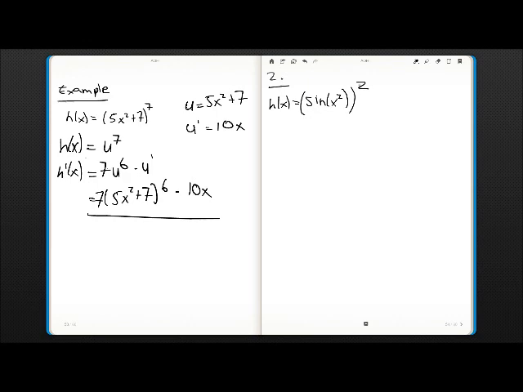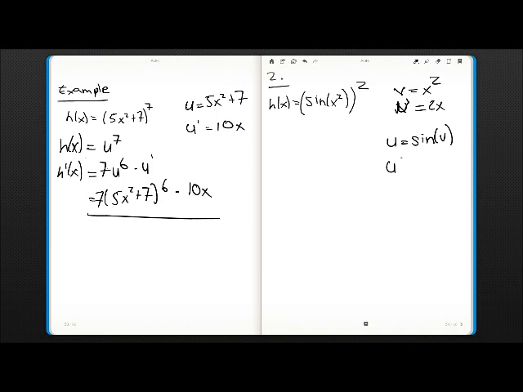So the second example, I should put 2 here, is h of x equals (sine of x squared) all to the power of 2. In this we have an inner function that has an inner function. So let's start from the most inner function, and that's x squared. Let's have v equals x squared. Therefore v prime equals 2x. And our second most inner function is sine of x squared. So let's say u equals sine, and instead of putting x squared, let's put v, because we're subbing it in here.